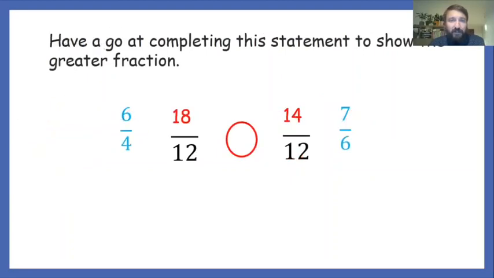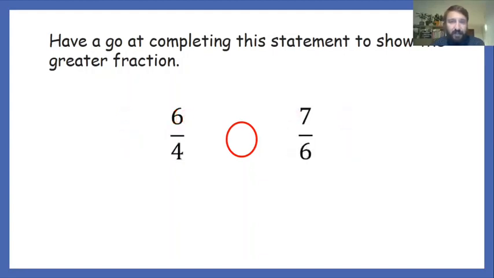We can go back to our statement. So which one is the greater fraction? Well, it's quite easy to look at and tell. It is 18 over 12. So 6 over 4 is a greater fraction than 7 over 6.